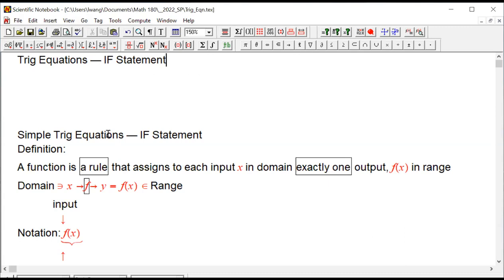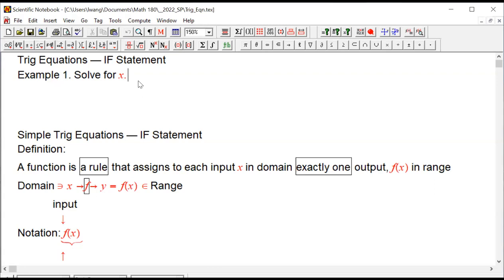So let's get started. Of course, we're still dealing with if statements, right? It's just that the functions are trig functions, which is a little bit more complicated. So let's start with an example. Example number 1, which I picked up from the homework. It says solve for x.